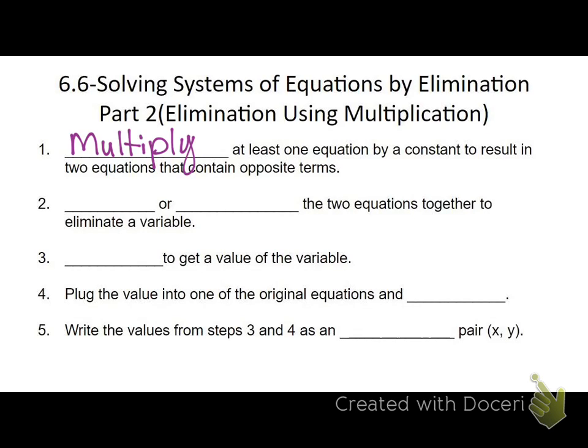Once you do that and you rewrite them, step two is going to be just like what we did last week. So you're going to blank or blank the two equations together to eliminate it. You're going to add them or subtract them. So the rest of these steps you guys should know. What's step three going to be? Multiply or divide? No. We're already done with multiplying. Variable. You guys, read the directions. Solve. Solve.